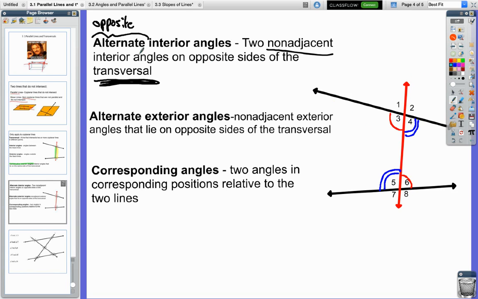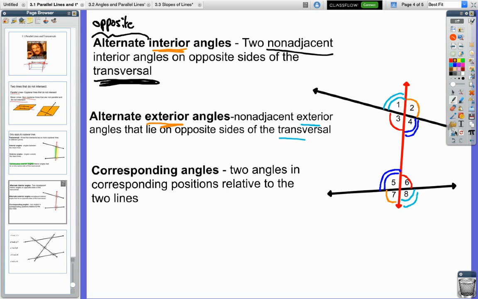Just like there's alternate interior angles, there's alternate exterior angles. So same format: non-adjacent, exterior, opposite side of the transversal. So 1 will be alternate exterior to 8 down here. Right there, good. And then 2 will be alternate exterior to 7 down here. All right. So make sure we got this down. Alternate interior, alternate exterior. Make sure we know where those are to each other.